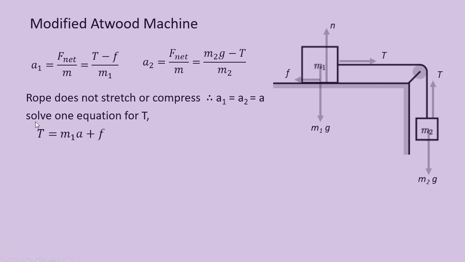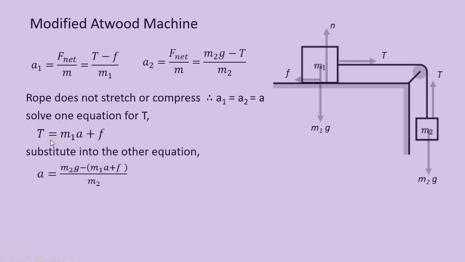We're going to take one of the equations and solve it for T. I happened to pick the equation for the acceleration of block 1, rearranged it for T, and now we're going to substitute this expression for T into the other equation. And we're going to wind up with A equal to m sub 2 g minus m sub 1 A plus F, divided by m sub 2.